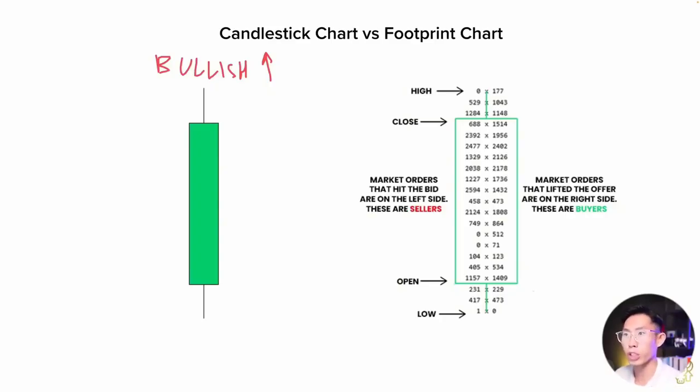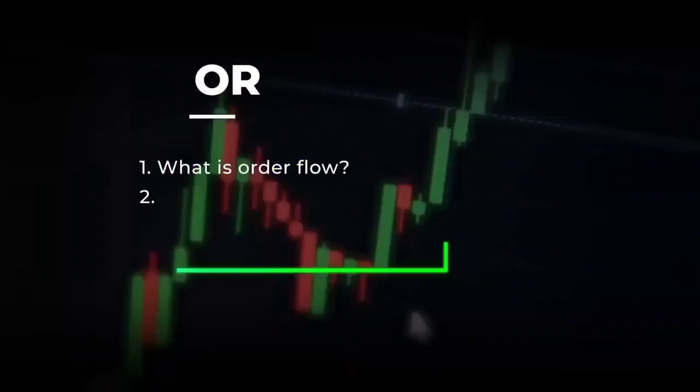If you can really look at this footprint chart and actually understand what is going on with all these random numbers, you will be able to understand that nothing is random in the market.